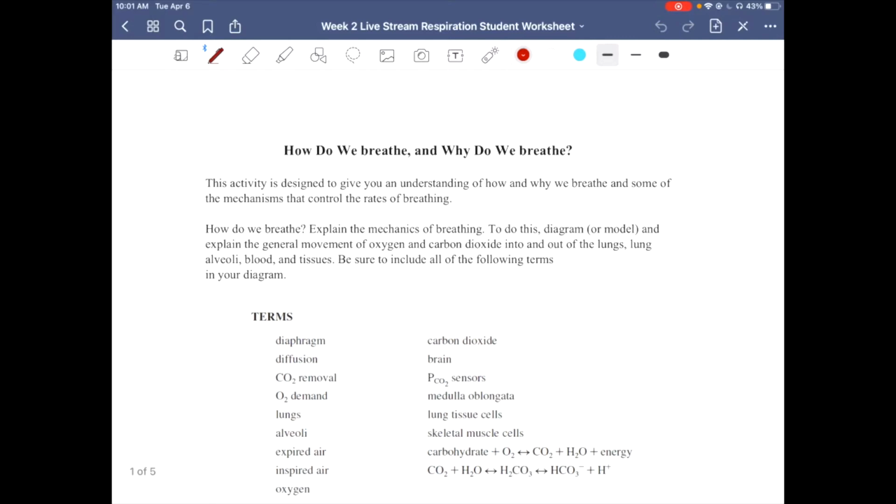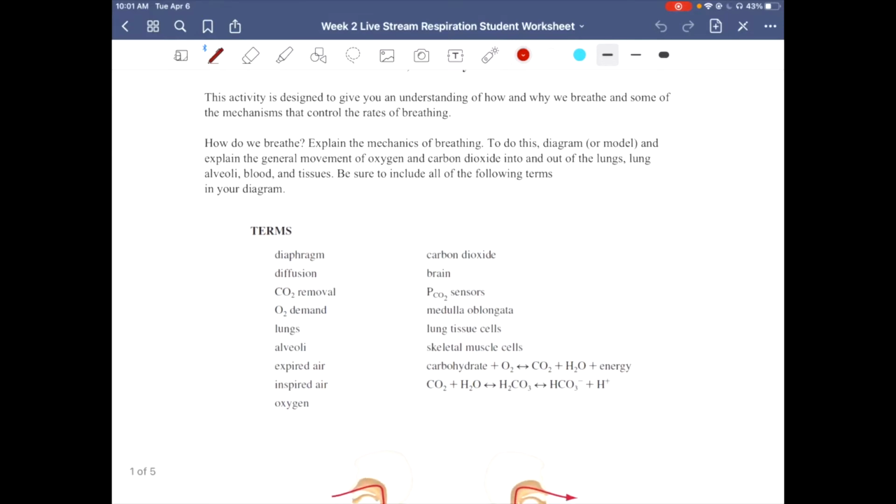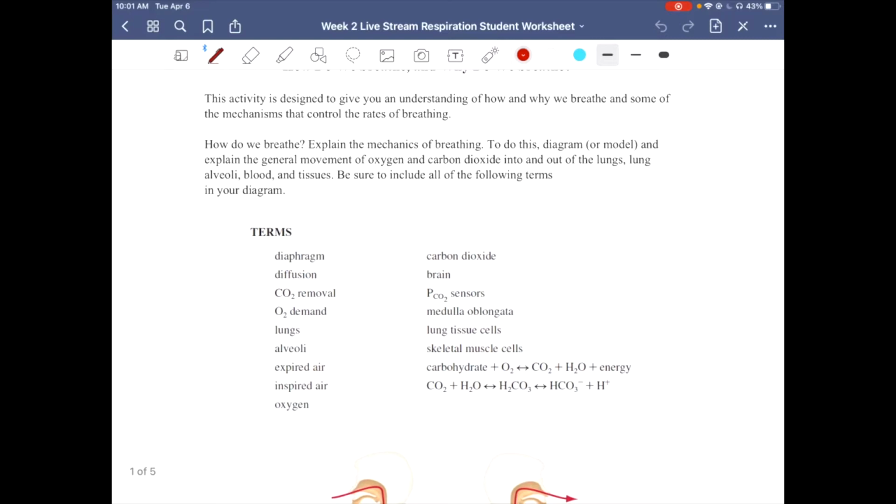So today we're going to be looking at respiration and how the mechanisms work, why we breathe, and how our body controls whether we breathe really fast or really slow and why that's important. Here on the first page, it's just a really big overview. They're giving us some terms that are commonly used when we talk about respiration.